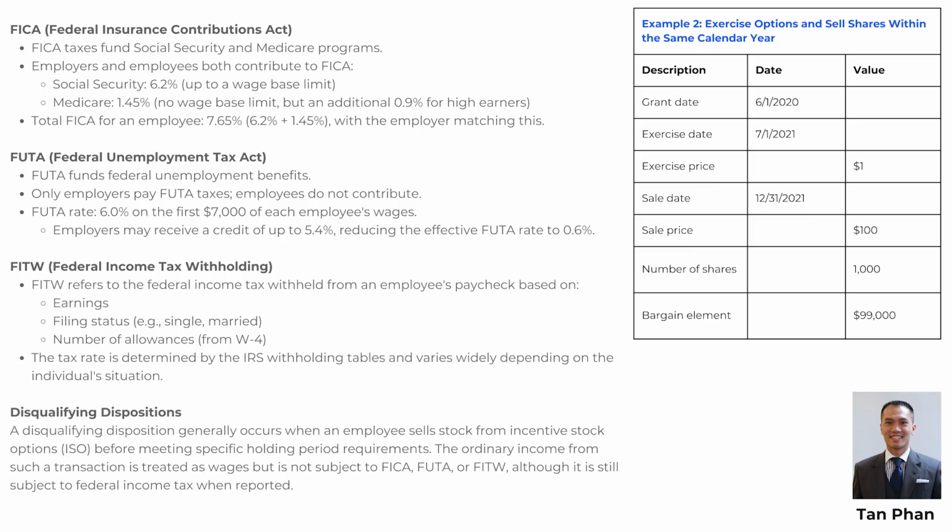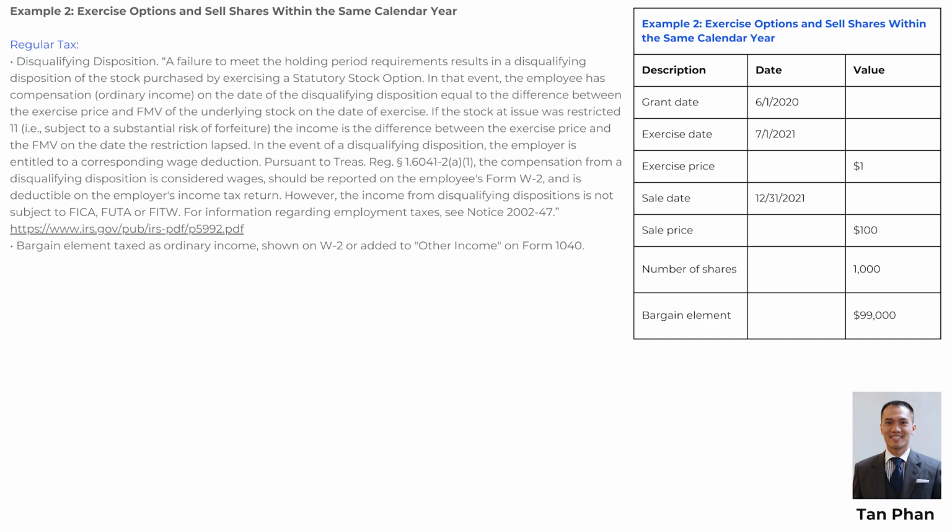Disqualifying disposition. A disqualifying disposition generally occurs when an employee sells stock from incentive stock options before meeting specific holding period requirements. The earned income from such a transaction is treated as wages but is not subject to FICA, FUTA, or FITW, although it is still subject to federal income tax when reported. Bargain element taxed as earned income, shown on W-2 or added to other income on Form 1040.